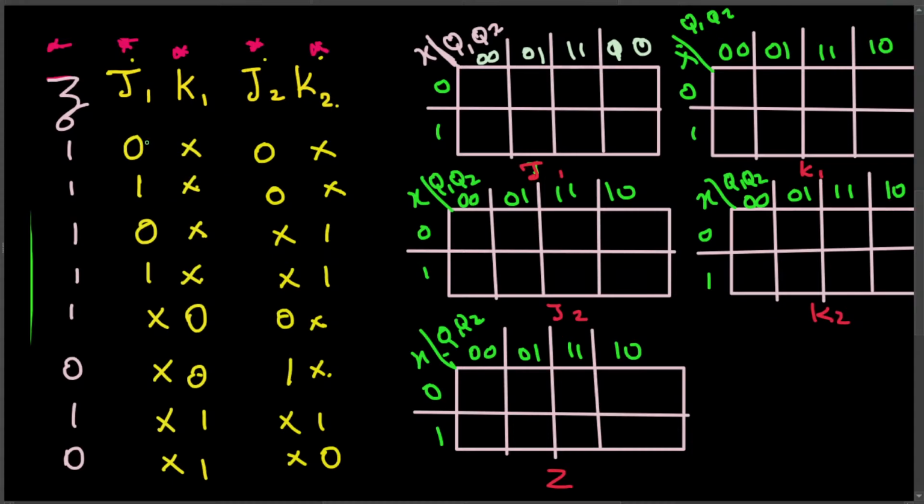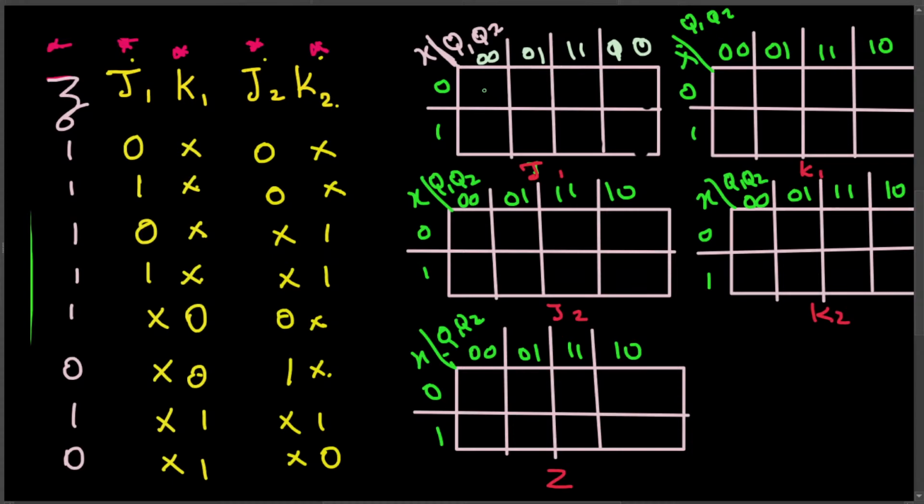For J1, we have 0 1 0 1. Don't care, don't care, don't care, don't care. So 0 1, just follow the numbers. If you don't remember the numbers in the K-map, it starts from 0 1 2 3, then 4 5 6 7. You have to follow that order when you are going from top to bottom.